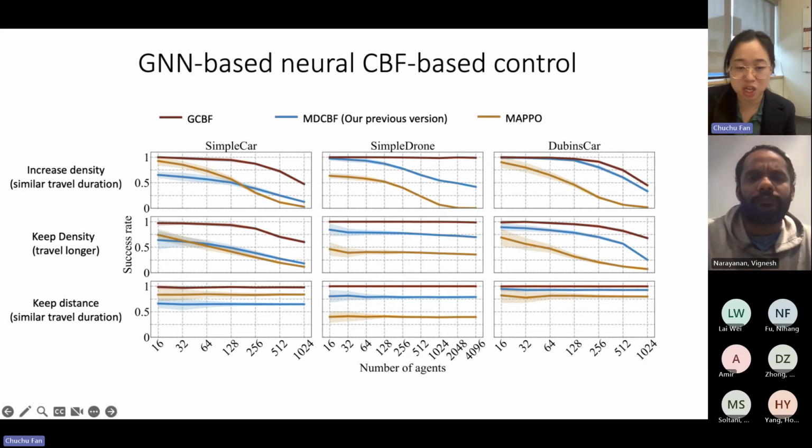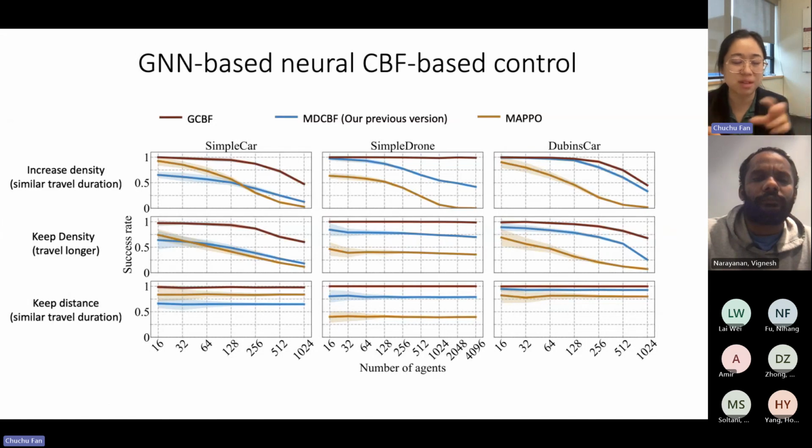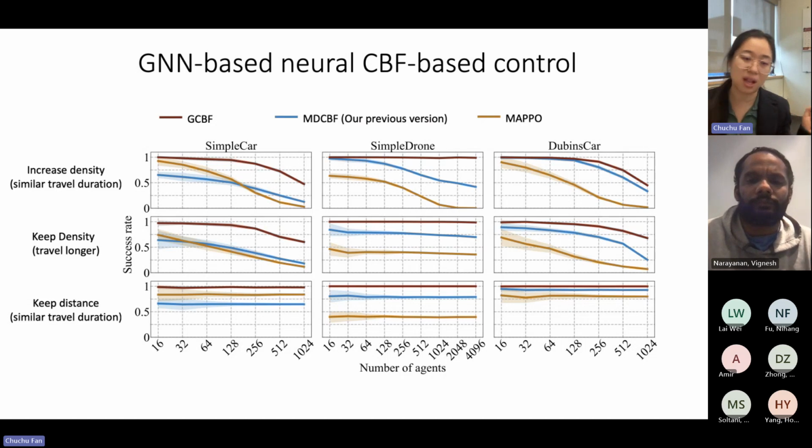We have different dynamics here. The bottom ones show the simple setting where we keep the same density and ask the agents to travel a similarly long distance. Then you can see the success rates of agents trained with 16 but tested on thousands of agents stay at almost 100% all the time.